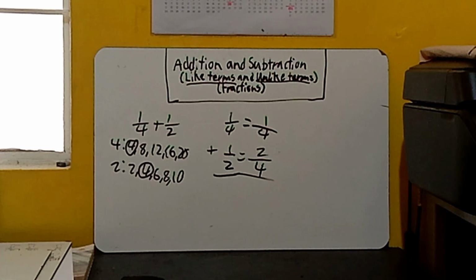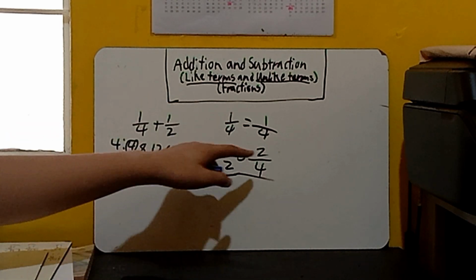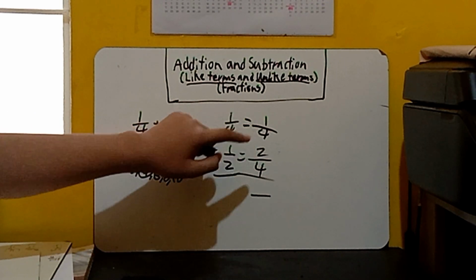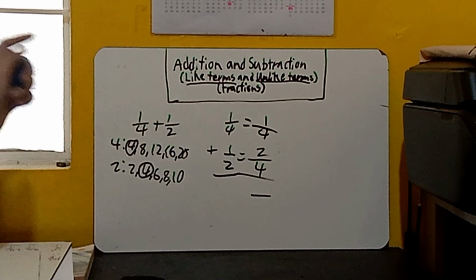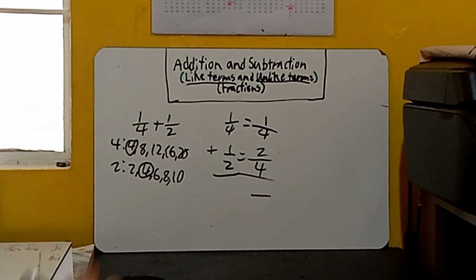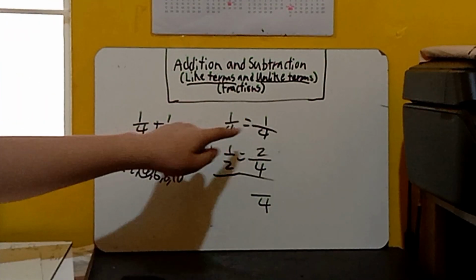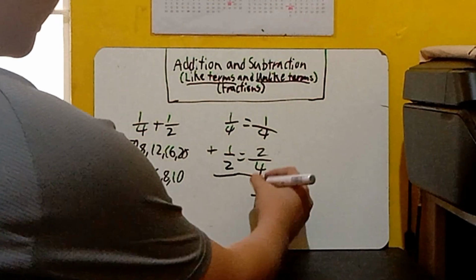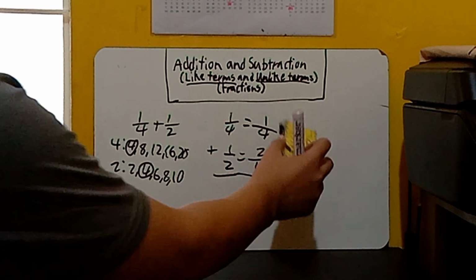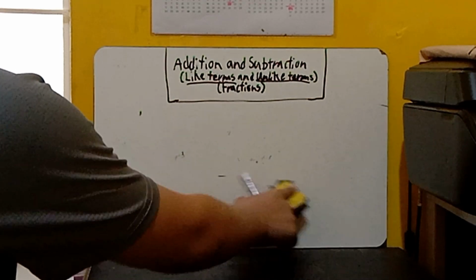And now this should be easier to solve. Since we've converted this into like terms, they both have the same denominator, so it should be easier to solve now. So 1/4 plus 2/4. We're just gonna copy the denominator, and then we just add the numerator. 1 plus 2 is equal to 3, so 3/4. See, it's that easy. Fractions are fun and easy at the same time.